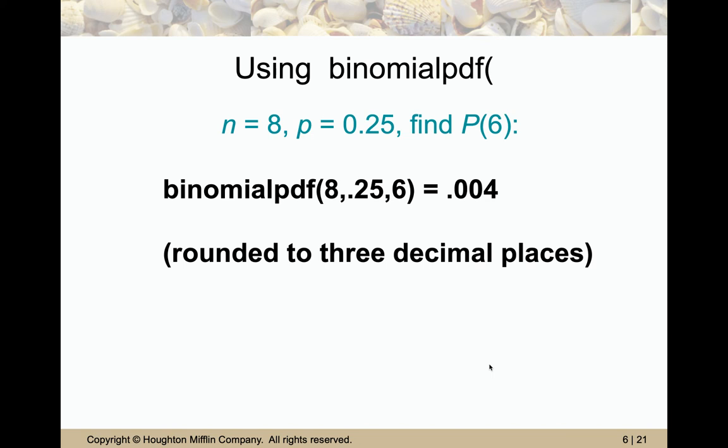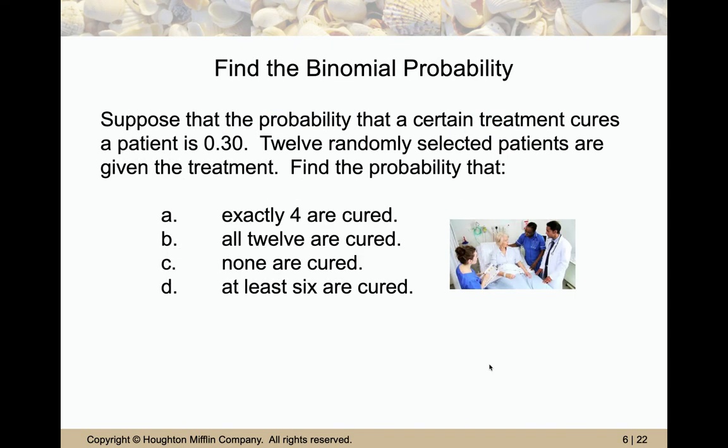Using binomial PDF, when we have n equals 8, p equals 0.25, we want to find the probability of 6 successes. And so we just re-enter and we get 0.004, and we're going to round to 3 decimal places.